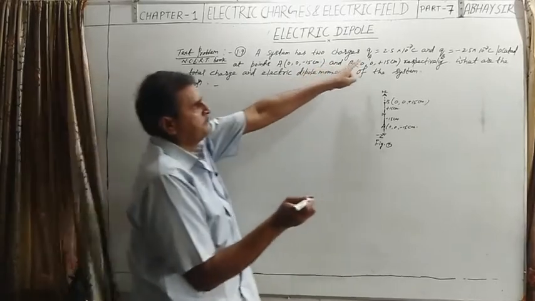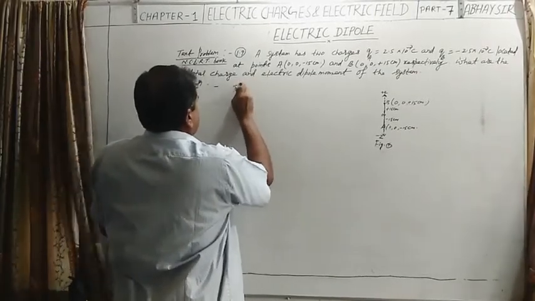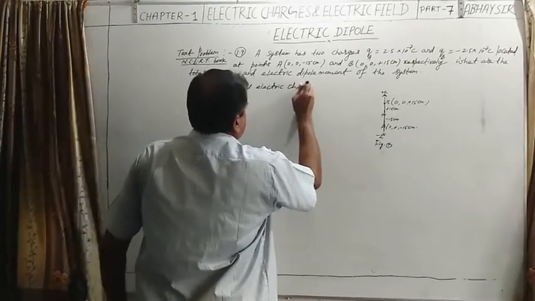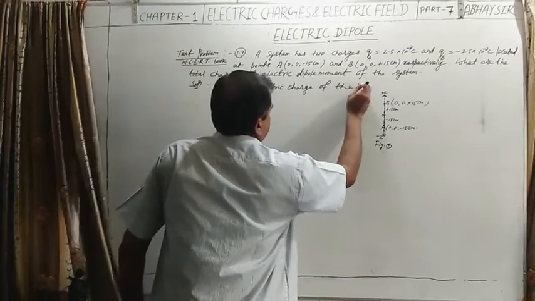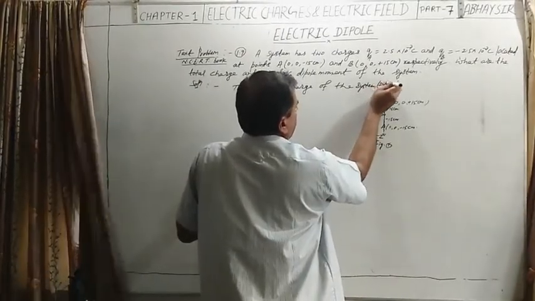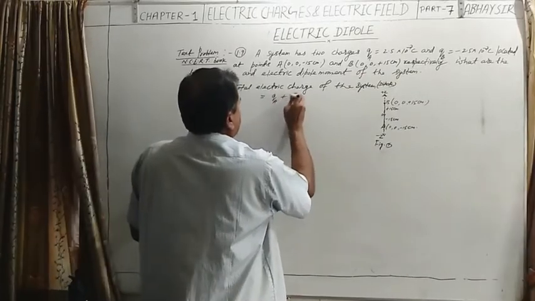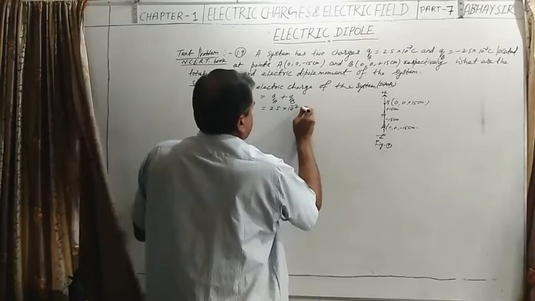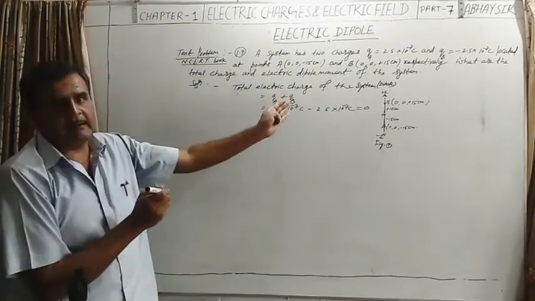The charge at point A is QA, and the charge at point B is QB. The total electric charge of the system, or dipole, where system means dipole, the system of two equal and opposite charges, equals QA plus QB, that is 2.5 into 10 to the power minus 7, and QB is minus 2.5 into 10 to the power minus 7 coulomb, which equals 0. The total charge of an electric dipole is 0.